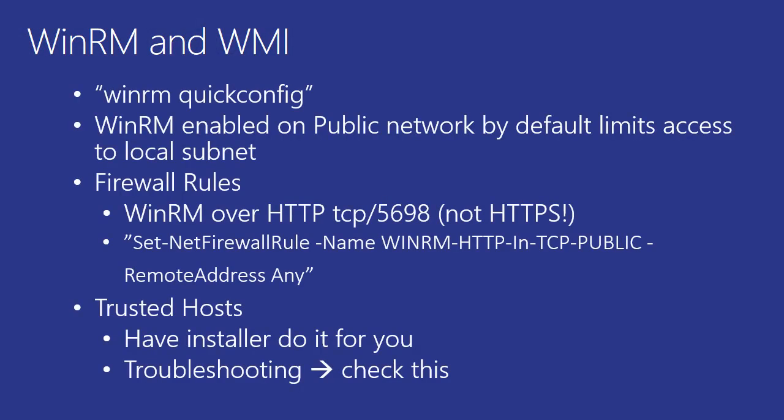For WinRM and WMI, the easiest way to set up WinRM is just to run winrm quickconfig. It'll ask you some questions, enable the service, and you're all set. It can be enabled on a public network, like I said, but it only defaults to the local subnet. Those are the firewall rules right there. Make sure they're HTTP and not HTTPS, and you can use the command listed right there to enable it. And then the trusted host. Again, have the installer do it for you. If you run into problems connecting to machines, this very well could be it, that the trusted hosts aren't set correctly.